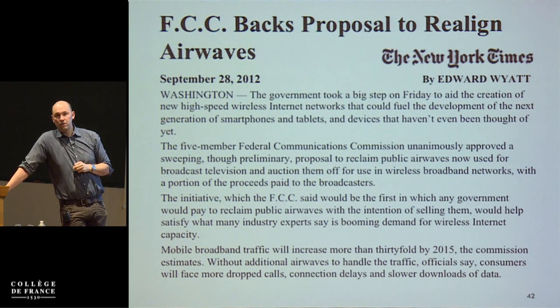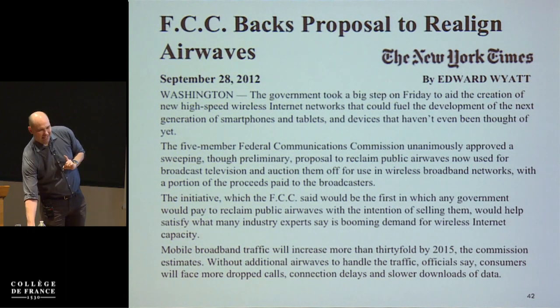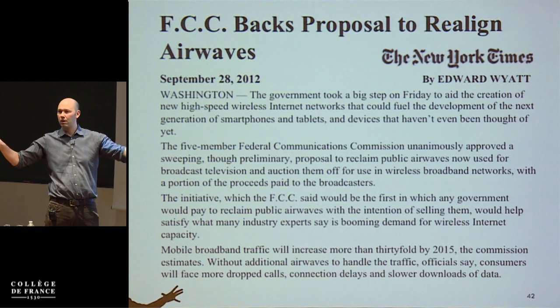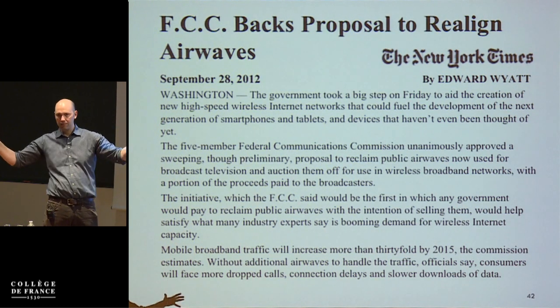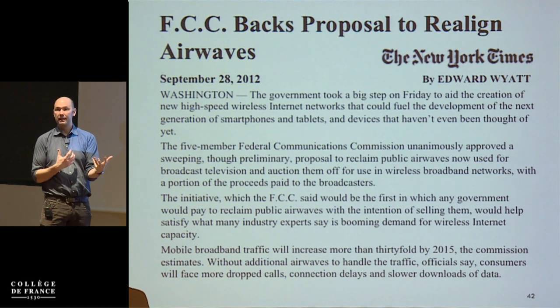Okay? So these spectrum auctions have actually been around for a while, 20, 25 years, but what was different this decade, and why they needed a new auction format, is that pretty much the entire useful part of the spectrum had already been allocated to somebody. So in order to give anybody a new license, you had to take it away from somebody else.